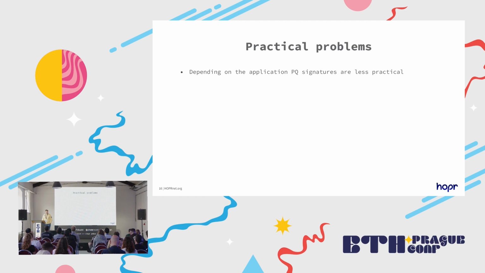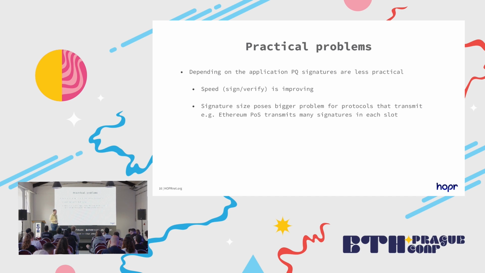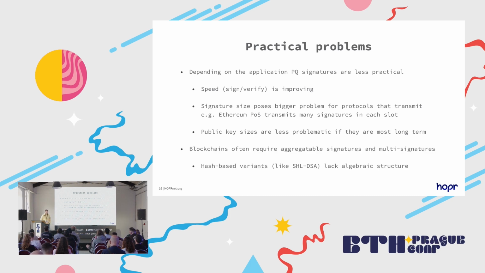So the practical problems, as I mentioned: sign and verification speed is improving for sure. Signature size poses a bigger problem because, for example, if you decided, okay, I want to use only post-quantum signing in Ethereum, and then you would like to aggregate these signatures as already happens in Ethereum in proof of stake, then you have to transmit quite a lot of data, right? So there are solutions which are trying to tackle this aggregation. For aggregation, naturally, you wouldn't choose the hash-based ones like SLH-DSA, but you would likely use something with algebraic structure.